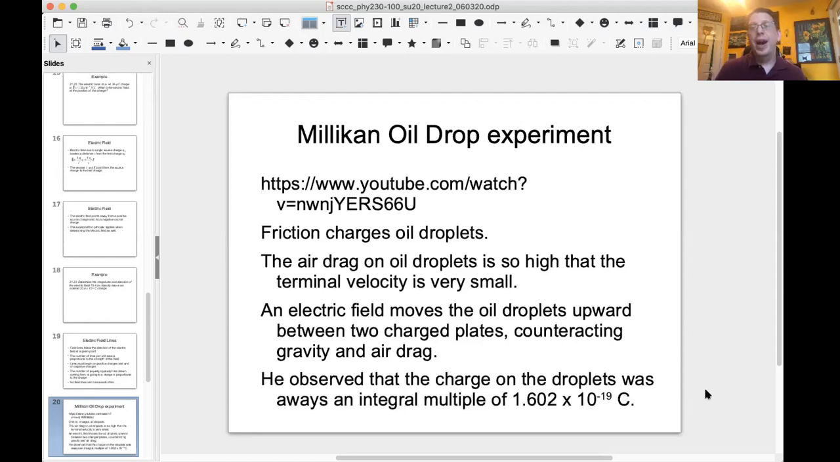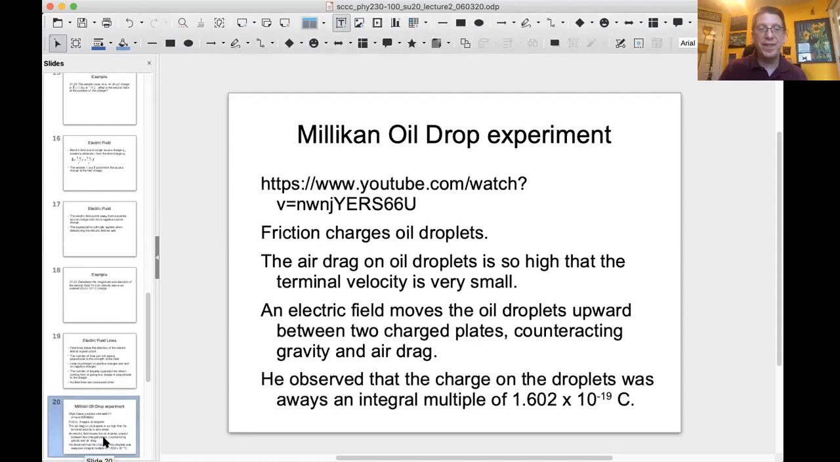So you have M, the mass of the droplet, times G, which we know, is equal to Q times E, and you can figure out what the electric field is, or you can measure the electric field, then you know all the variables, and all you need to do is solve for Q. And what Millikan figured out was that the charge in the droplets was always an integral multiple of 1.602 times 10 to the negative 19 coulombs.